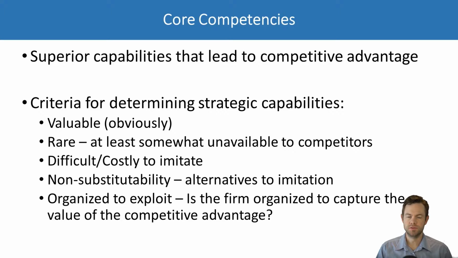Now we turn to core competencies. These are superior capabilities relative to the competition that lead to competitive advantage. Now, the criteria for determining such strategic capabilities are that the capability is valuable, obviously, and rare, at least somewhat unavailable to competitors, costly and or difficult to imitate. There are no substitutes available as an alternative to imitation, and the firm is organized to exploit the advantage.